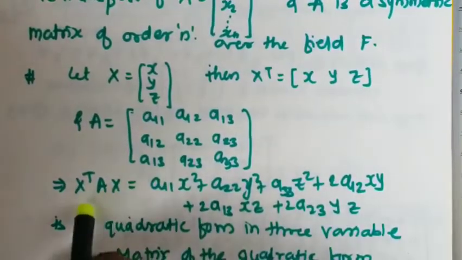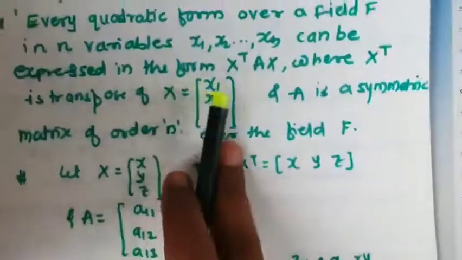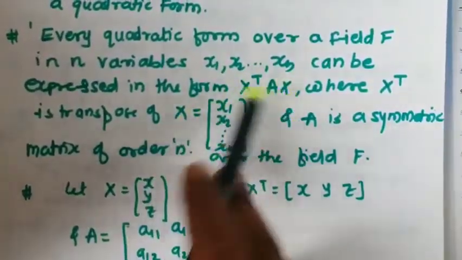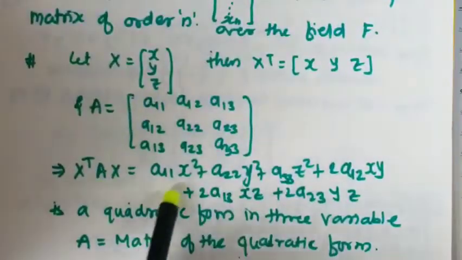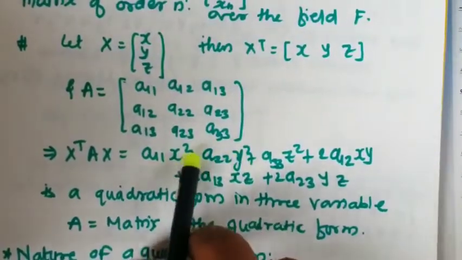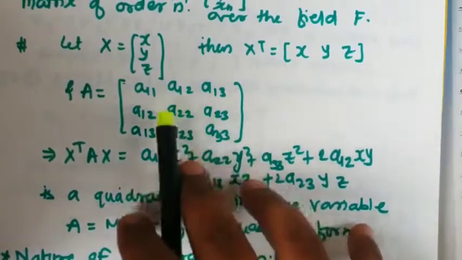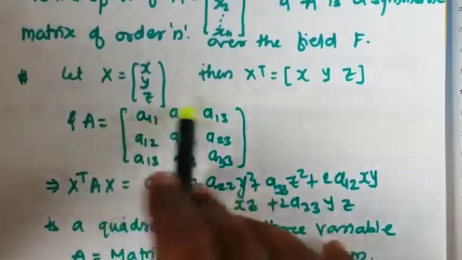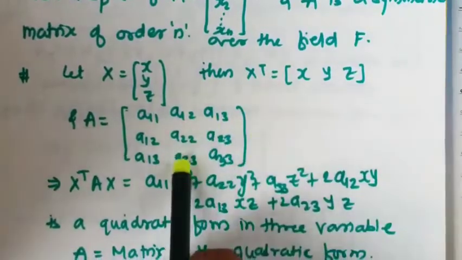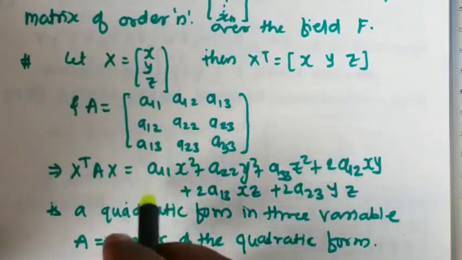Now if you form this product x transpose A x, as in the definition we have seen, then after taking that product you will get a polynomial of degree 2. You can see that each term's degree is 2: x square, y square. These a11, a22 are constants, and we are taking these constants from the real numbers, the real field. So it is also a real quadratic form, you can say.